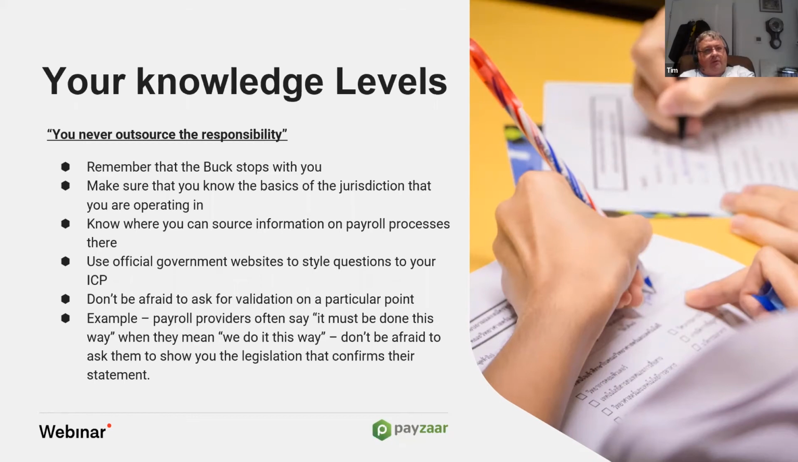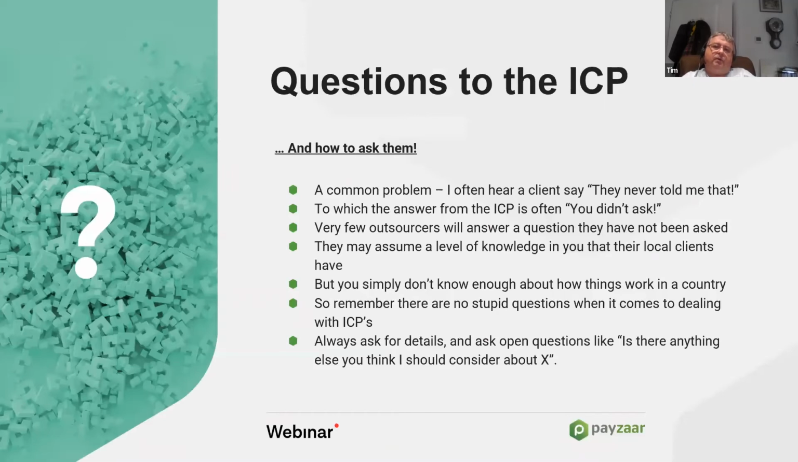One of the things that I also find is that you will often be in a situation where a payroll provider will say, it must be done this way. What they really mean is, we do it this way. And if someone is saying to you, it must be done this way, don't be afraid to push back and say, okay, show me the legislation that actually confirms that statement. And often as not, they'll then push back and say something along the lines of, well, it is very irregular. Remember, people often like things a particular way because that's the way they've always done them. They haven't necessarily thought that a process can be carried out in a different way.